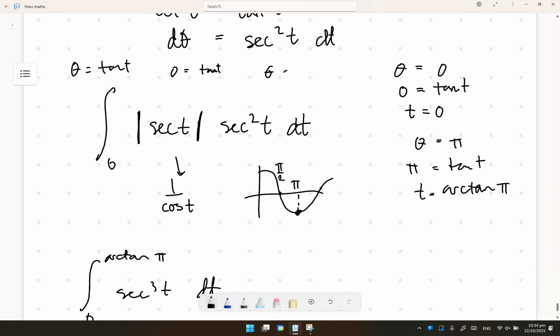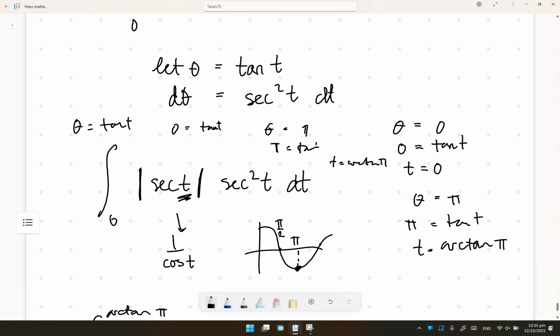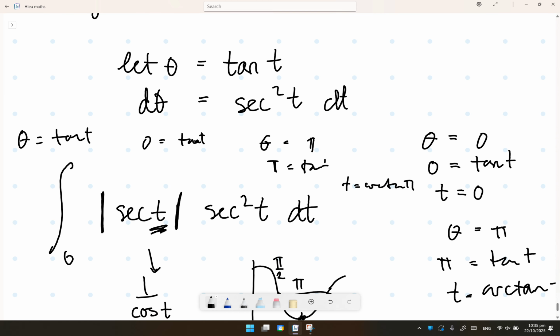But then if we had theta is equal to pi, therefore pi is equal to tan t, and therefore t would be equal to arc tan of pi. Basically, we're only worried if sec t is going to turn into a negative number or not. And with sec t, we're only going to worry if t is negative, right? Sec, cos. Actually, 0 to pi. In fact, wait, let me check really quick.